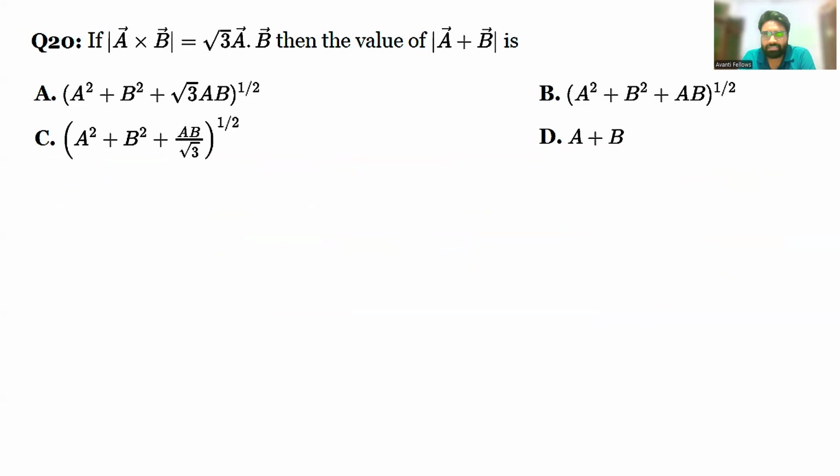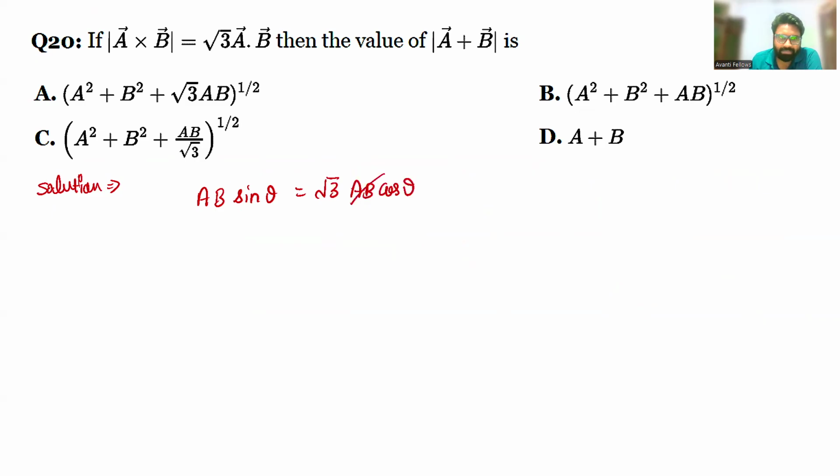Now in this question, this is pure vector analysis. If modulus of A vector cross B vector is equal to root 3 times A vector dot B vector, then what is the value of the modulus of A vector plus B vector? Very easy question. Now in this question, just use this equation. The magnitude of cross product is AB sine theta, and the magnitude of dot product is AB cos theta.